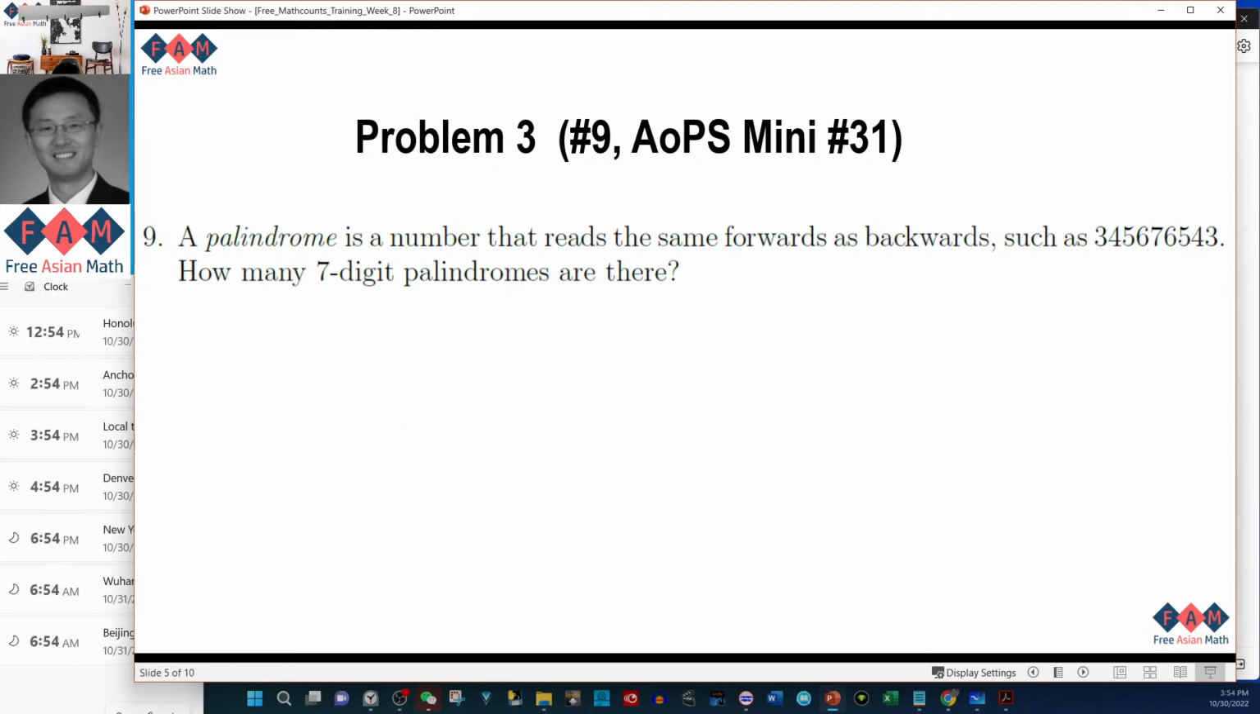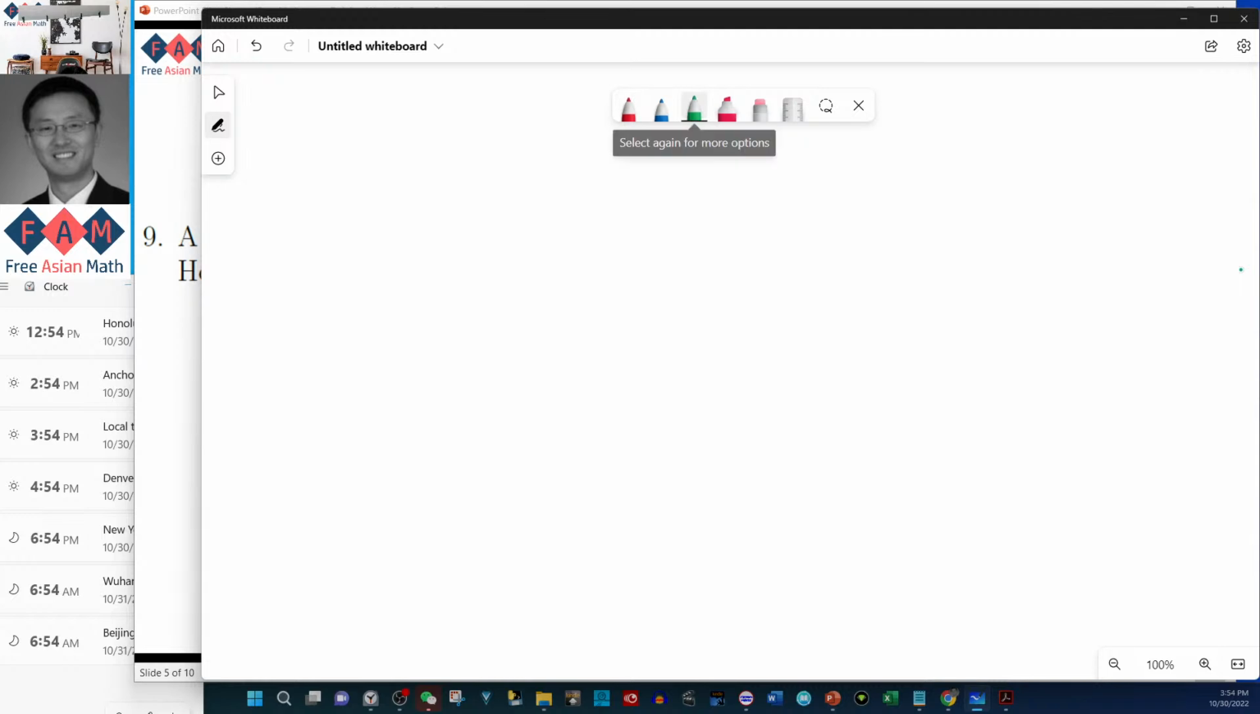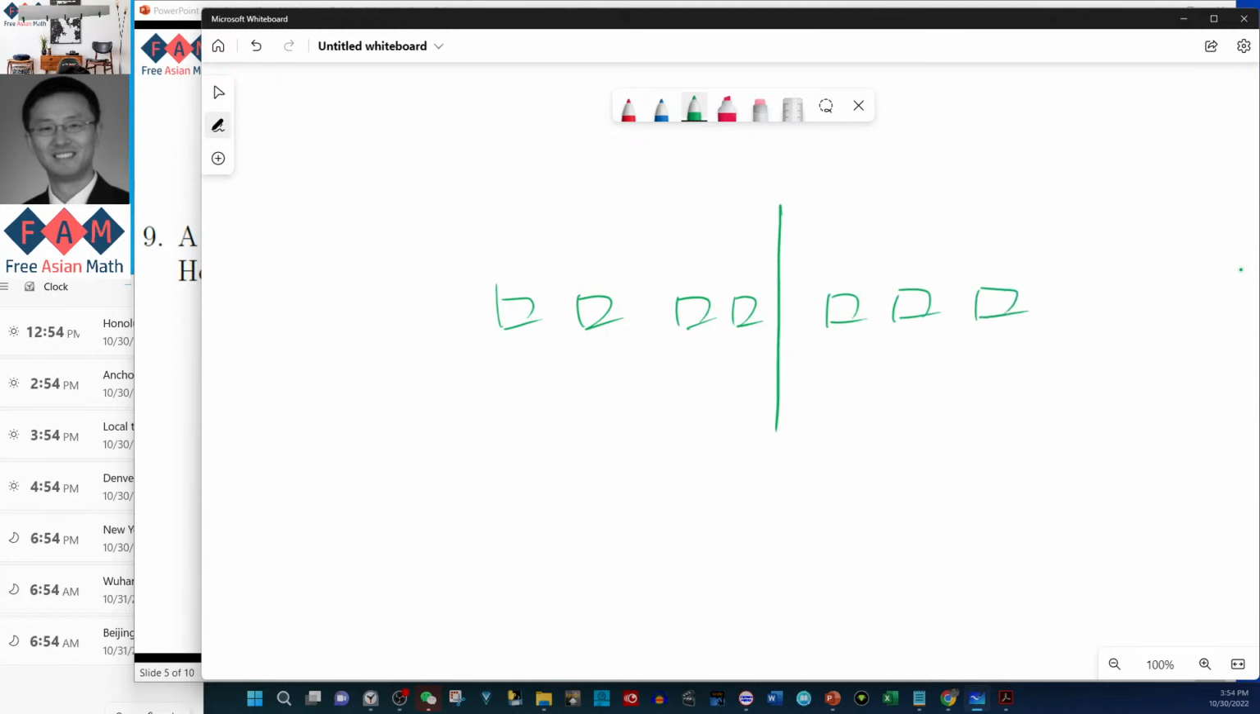Problem 3. A palindrome number is a number that reads the same forwards and backwards, meaning that it's symmetrical about a middle thing. Let's say you have 8 digits. The symmetry point is not a number, it's just an imaginary line. You have 4 numbers on the left, 4 numbers on the right, but if you read this way and if you read this way, they must be the same. Therefore, this number will be equal to this number, and so on.